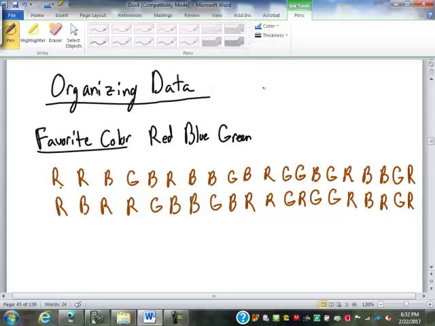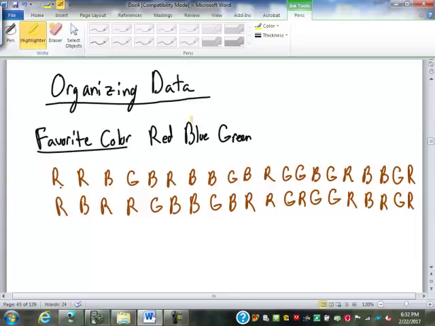Looking at these responses, just a show of hands, how many of you would say it looks like red is the most popular color? Okay, a couple. How many of you would say blue is the most popular color? Nobody? How many would say green looks like the most popular color? How many of you really have no clue looking at it?